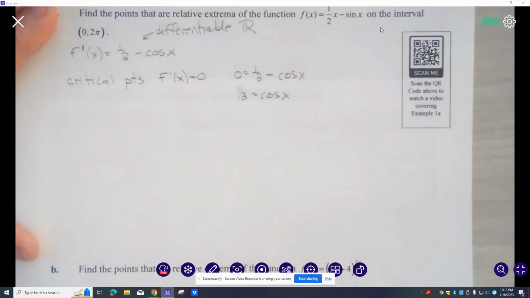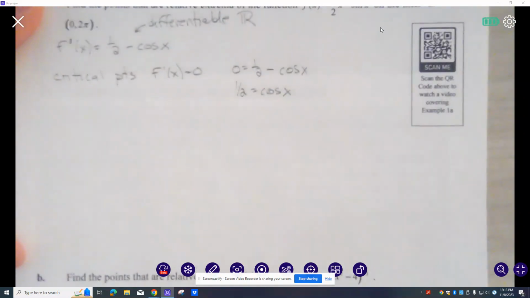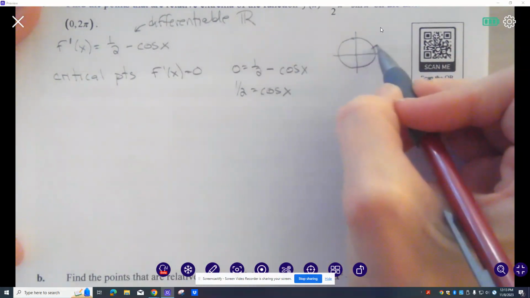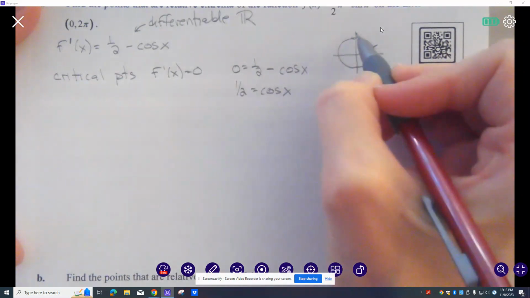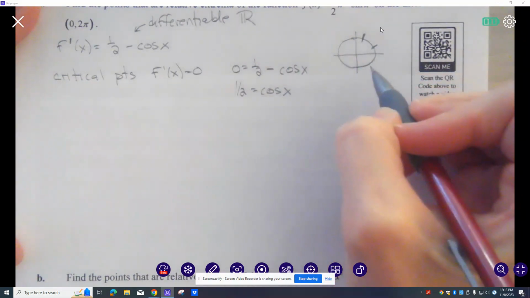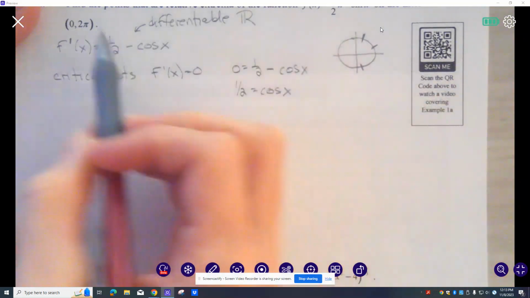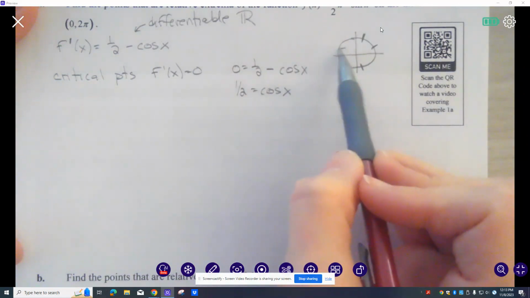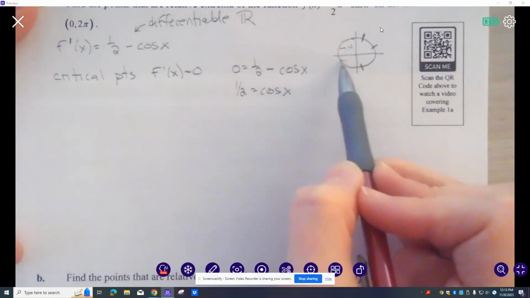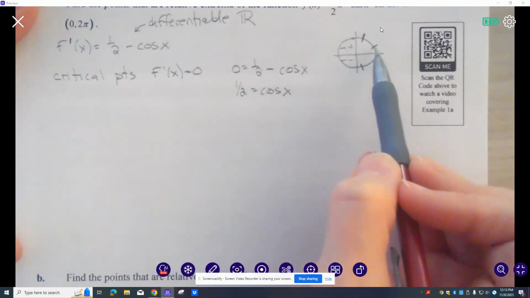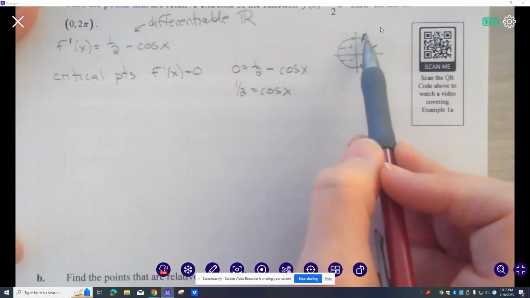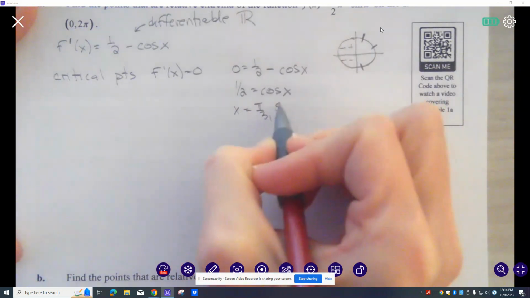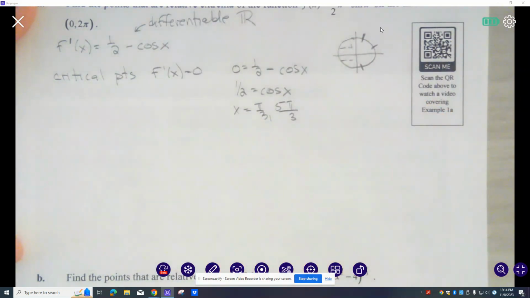And remember your unit circle. So where is cosine 1/2? It's going to be right here and right here, and I'm only doing once around the unit circle. Over here, cosine is negative because your coordinate points are negative, positive. And over here, cosine is negative. So it's positive 1/2 at pi over 3 and 5 pi over 3. So x equals pi over 3 and 5 pi over 3. That's where the derivative is 0.